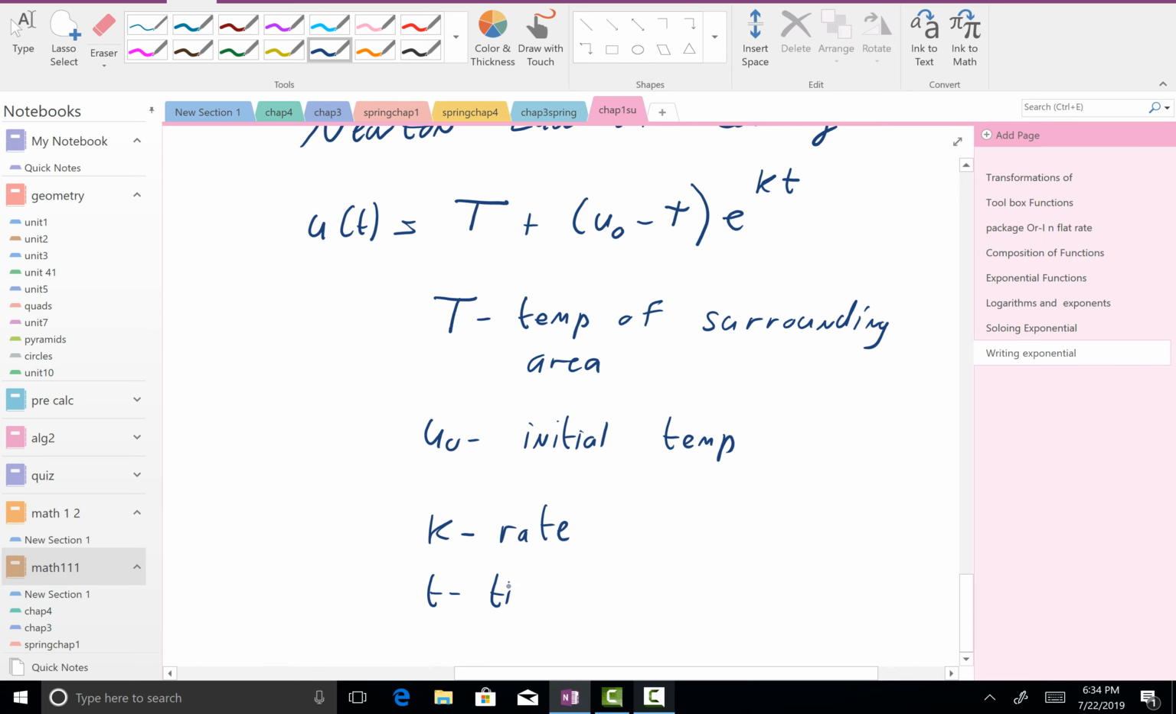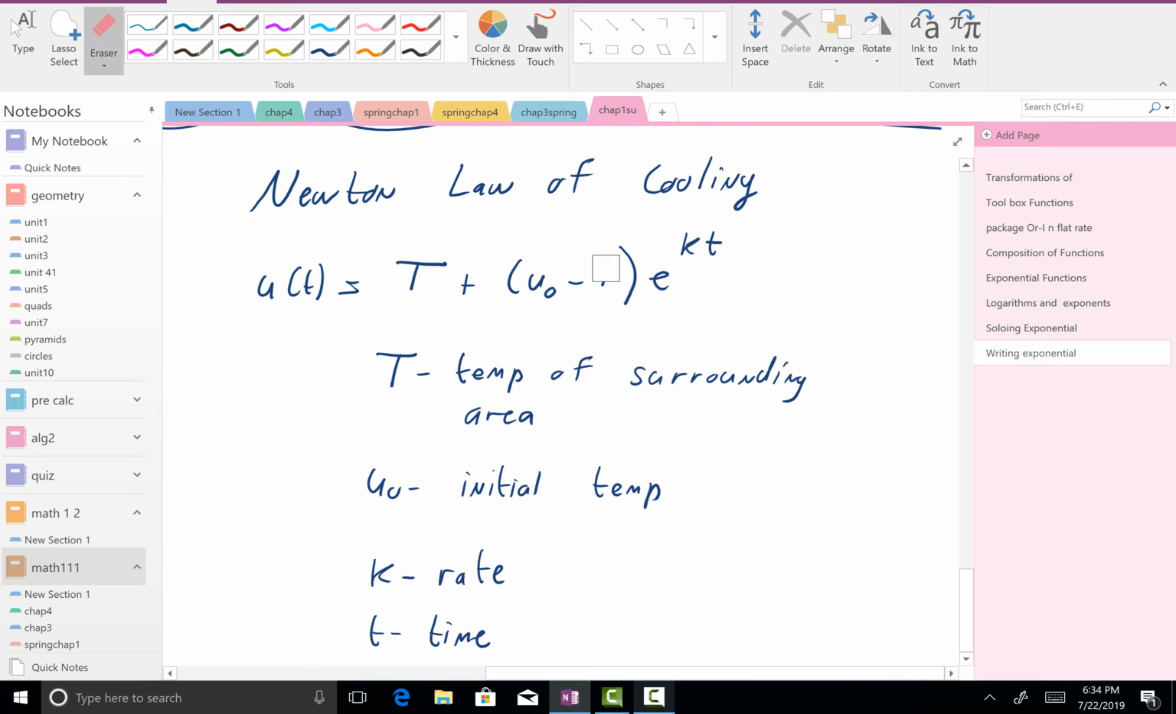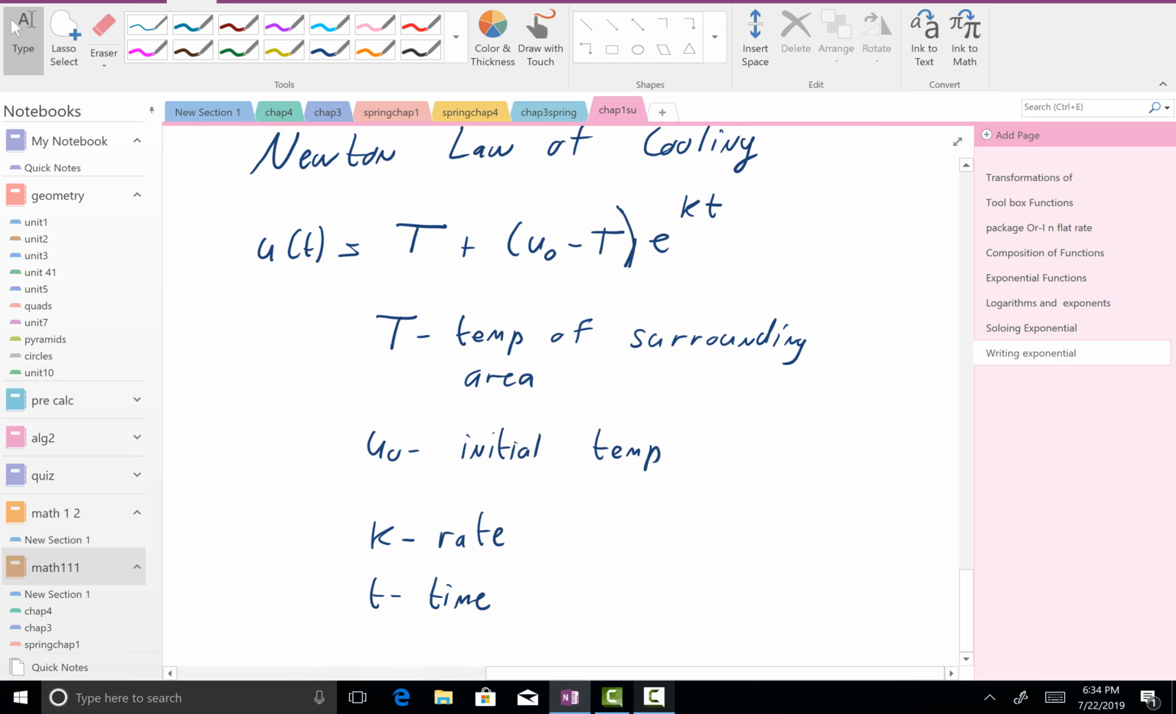All right, so in Newton's law of cooling, they give you this formula, by the way, these are the same T's, where capital T is the temperature of the surrounding area, u sub 0 is the initial temperature, k is the rate, and t is the time.